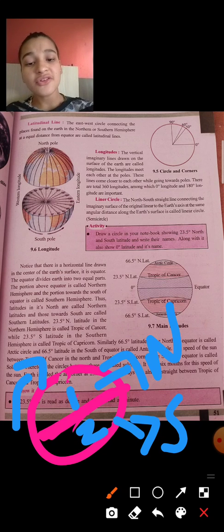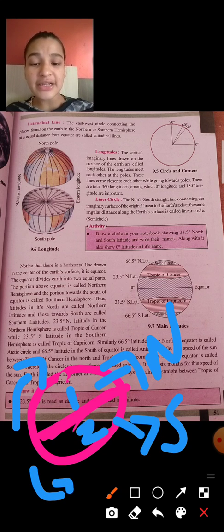So we have seen in the picture, some are going upward, so they are northern latitudes, and some are going downward, most probably they are southern latitudes. And the 23.5 north latitude in the northern hemisphere is called the Tropic of Cancer. Okay, and it is at 23.5. Note it down. And in the southern hemisphere it is known as the Tropic of Capricorn.